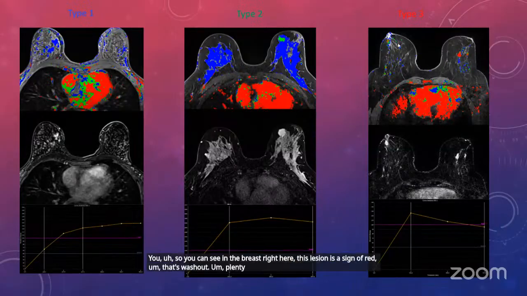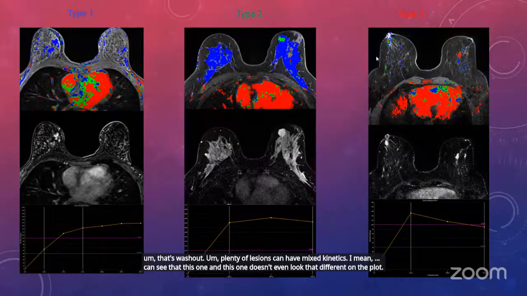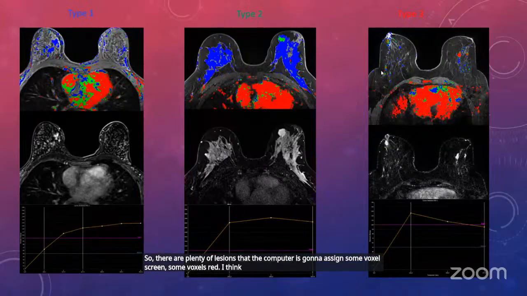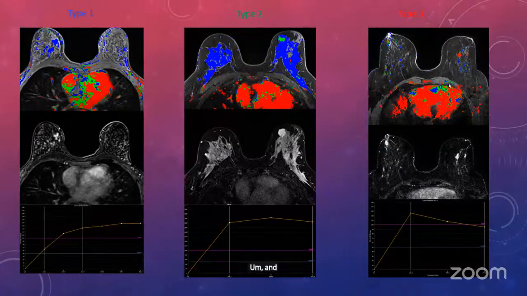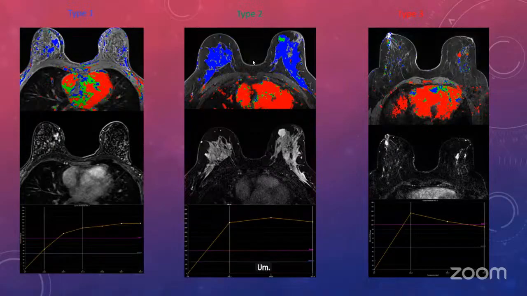Plenty of lesions can have mixed kinetics. I mean, you can see that this one and this one doesn't even look that different on the plot. So there are plenty of lesions that the computer is going to assign some voxels green, some voxels red. I think that I would still consider this suspicious. And then, of course, the heart is going to be all red, because ideally contrast leaves the heart very quickly. So that's basically why we do multiple post-contrast images to give us this information.